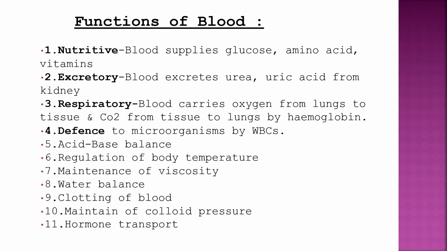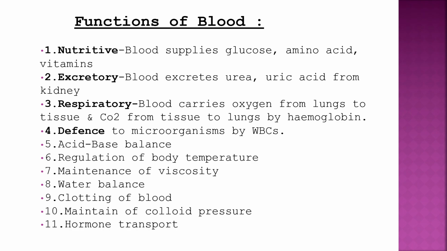Now we will see functions of blood. So main function of blood is nutritive in nature. So blood supplies glucose, amino acids, vitamins from the digestive system to all over the parts of the body through the blood. Then excretory function. So it excretes urea, uric acid and unwanted substances and water from the kidney. So it is excretory function.